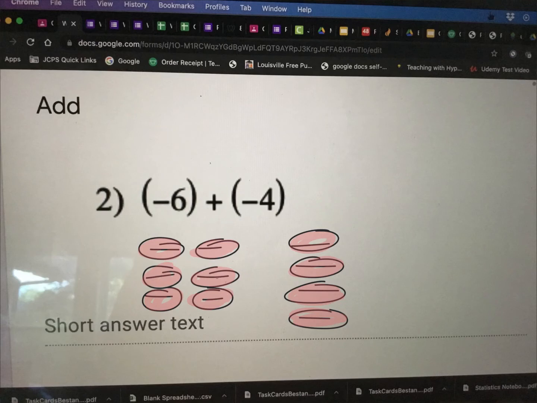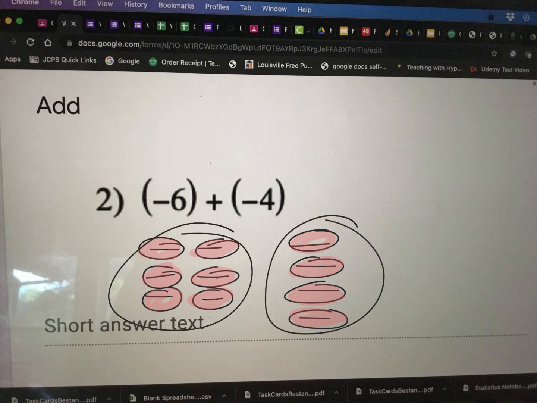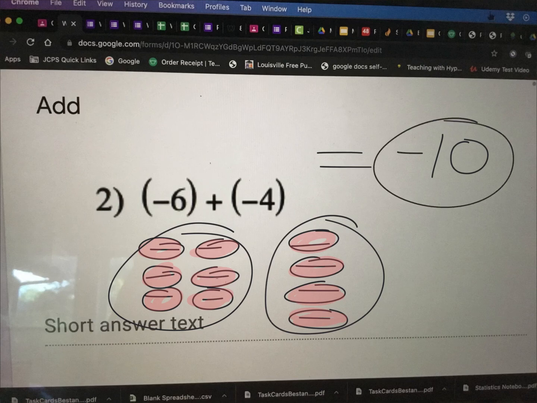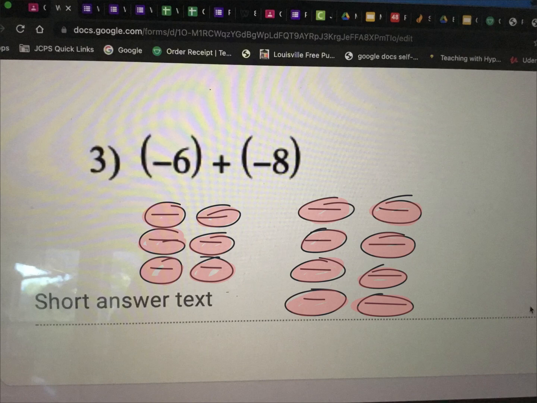Now for example 2, exactly the same idea. So we have 6 negatives, which are representing that -6, and then we have 4 more negatives, which is represented by those 4 negatives. So if we combine 6 negatives and 4 negatives, we get a total of 10 negatives. So that will be represented by a -10.